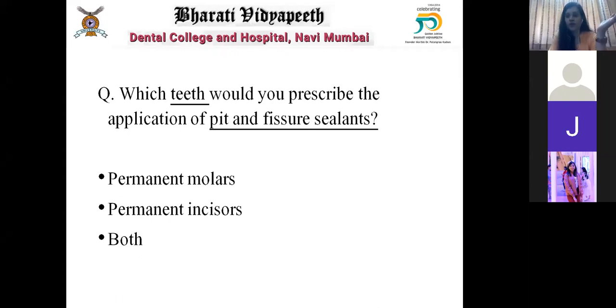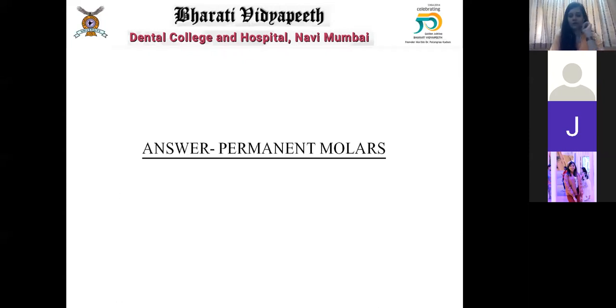It has to be a newly erupted tooth. It has to be a newly erupted posterior tooth. That means newly erupted teeth with pits and fissures go for pit and fissure sealant. Simple as that. I don't want any one of you writing pit and fissure sealant in incisors. Okay. So next one.